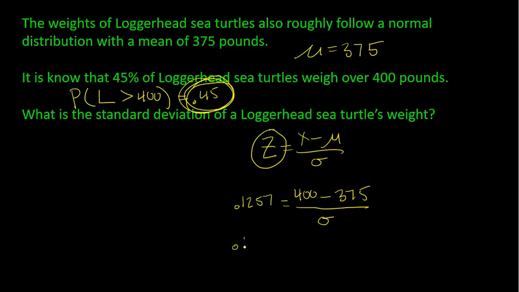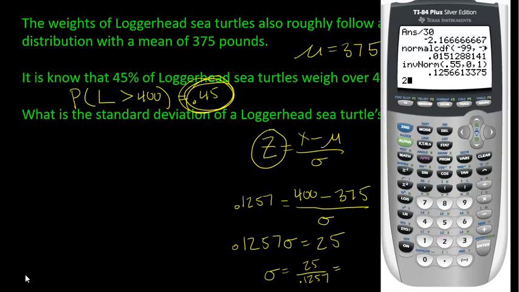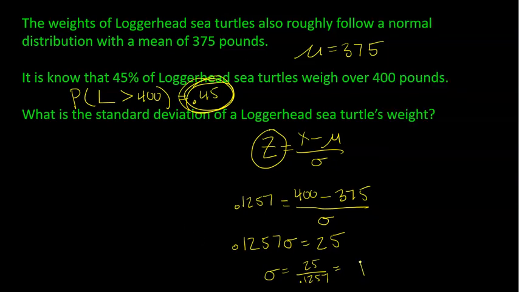Multiply the sigma to the other side. 400 minus 375 is 25. And then all I have to do is divide. 25 divided by 0.1257. And this is going to get me my standard deviation. And I get 198.8862. 198.8862 pounds is my standard deviation.